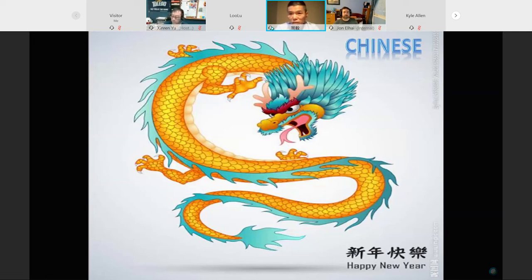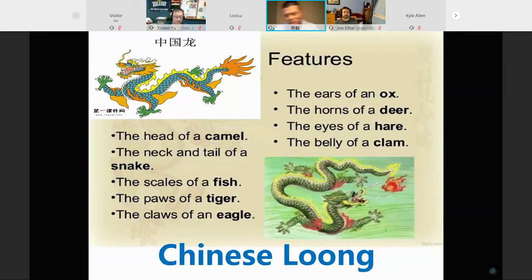And the Western dragon is kind of scary, but Chinese dragons are not scary. Maybe they look scary too, but they're not scary to us. We like dragons. Chinese dragon is also a virtue. It's not real, of course.